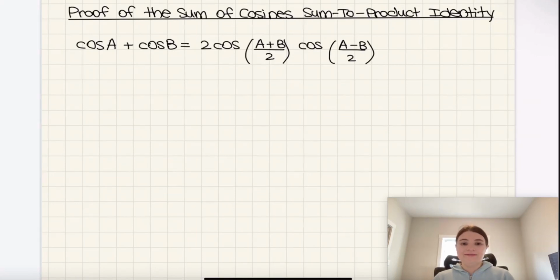Welcome back, everyone. Today we're going to be going over the proof of the sum of cosines sum to product identity, so let's dive in.